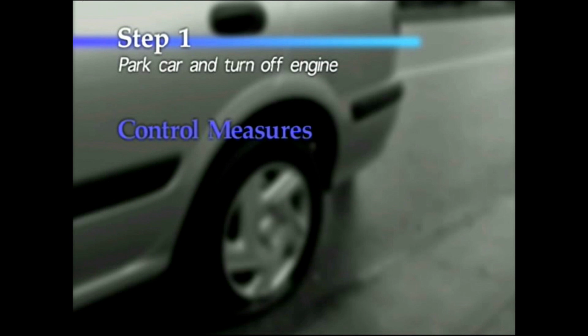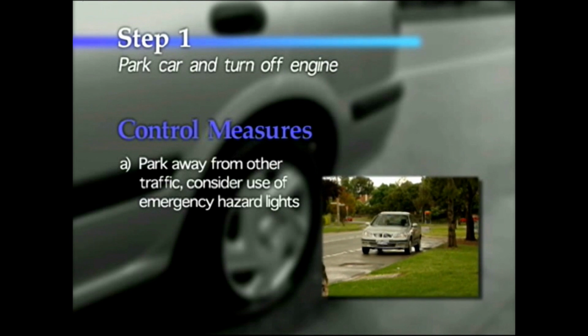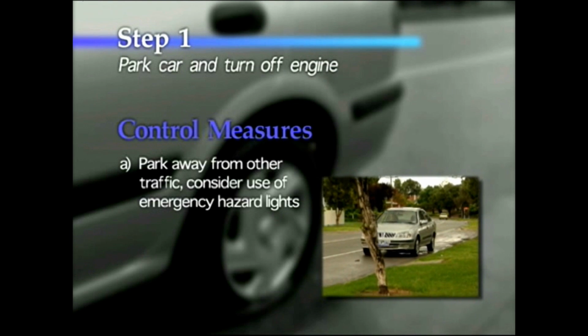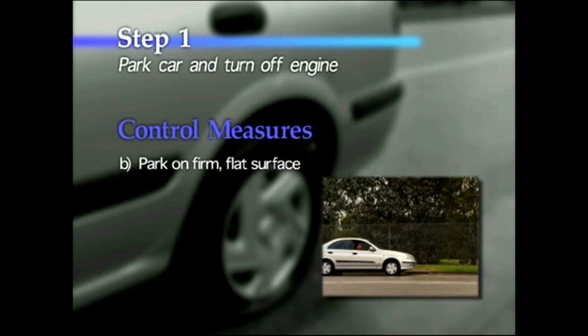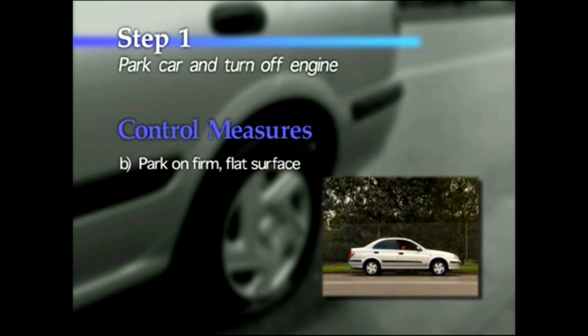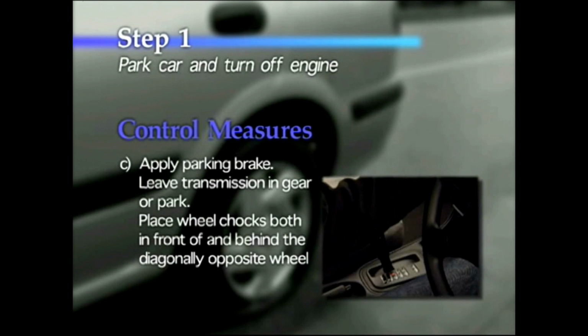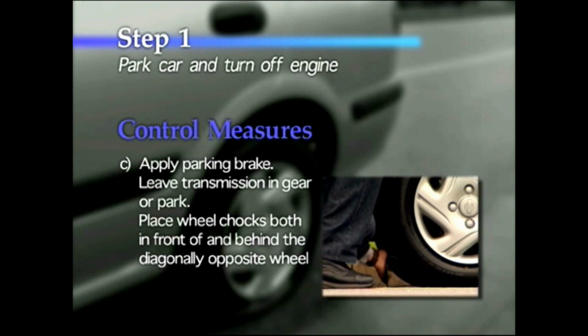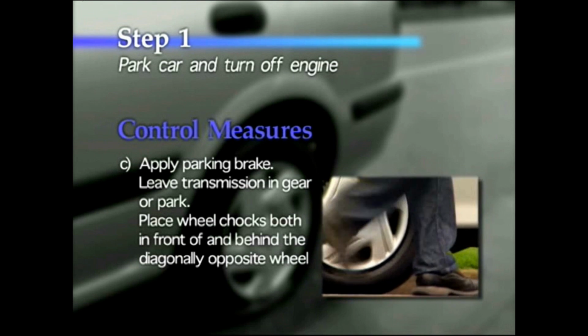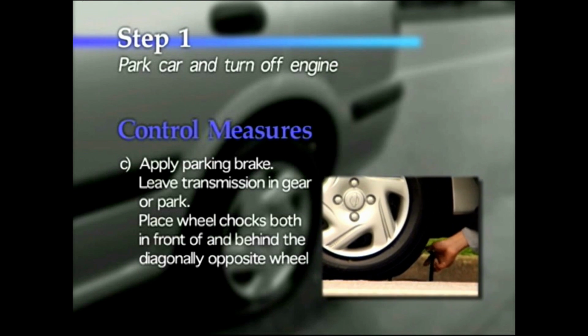The appropriate control measures are to park the car in a safe area away from other traffic and consider the use of the vehicle's emergency hazard lights. The vehicle should also be parked on a firm, flat surface. You should also apply the parking brake and leave the transmission in gear or park. And finally, place wheel chocks both in front of and behind the wheel diagonally opposite the flat tyre.